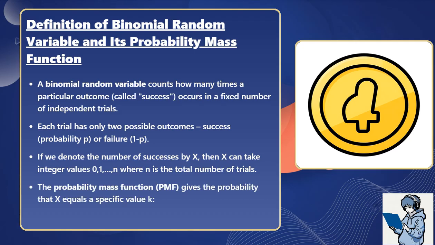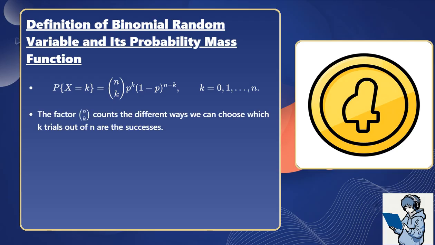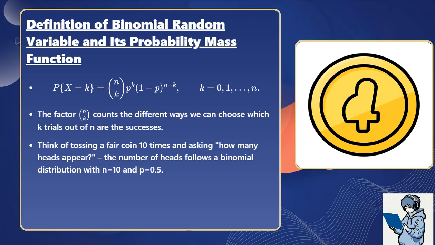The probability mass function, PMF, gives the probability that X equals a specific value k. P(X = k) = (n choose k) times p to the k times (1 minus p) to the n minus k, for k equals 0, 1, up to n. The factor n choose k counts the different ways we can choose which k trials out of n are the successes. Think of tossing a fair coin 10 times and asking how many heads appear. The number of heads follows a binomial distribution with n equals 10 and p equals 0.5.